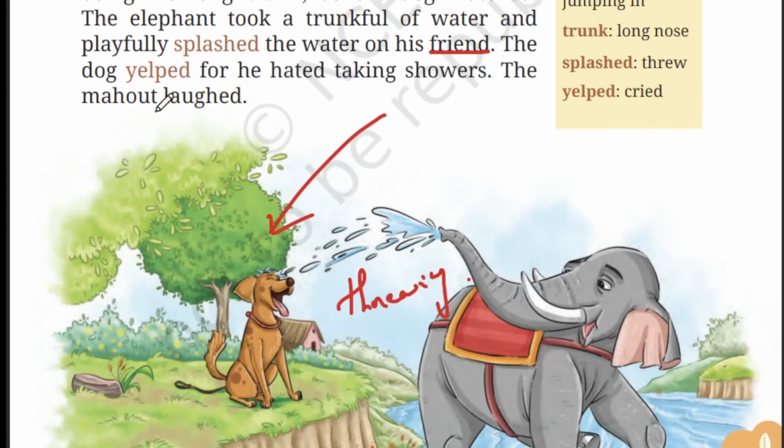Okay, the dog yelped, for he hated taking showers. So what happened? The dog yelped, for he hated taking showers. And the Mahout was laughing. The Mahout's picture is not here. He started laughing. Okay.